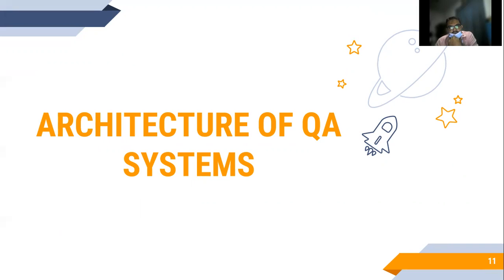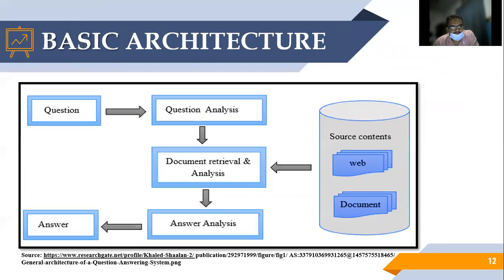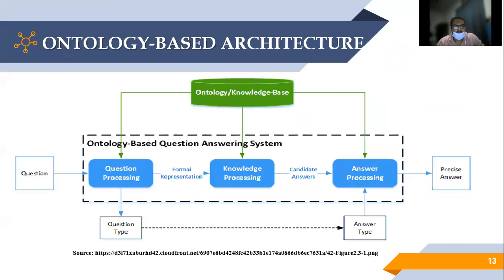Then we need to look at the architecture of the QA systems. This is the general architecture of any question answering system. When a question is entered, it goes through a pipeline: question analysis, document analysis and retrieval, and answer analysis. Finally, it returns the answer. And this is the ontology-based architecture, where each component of the question answering system is linked to ontology.